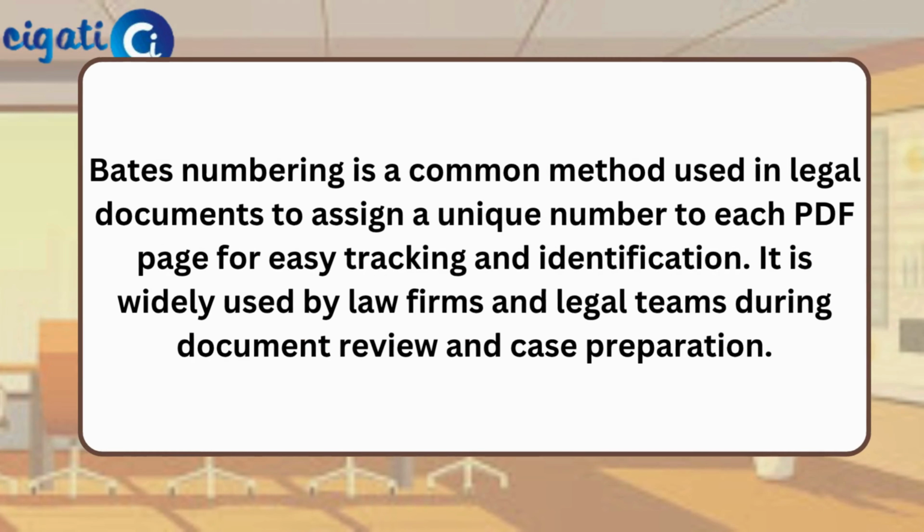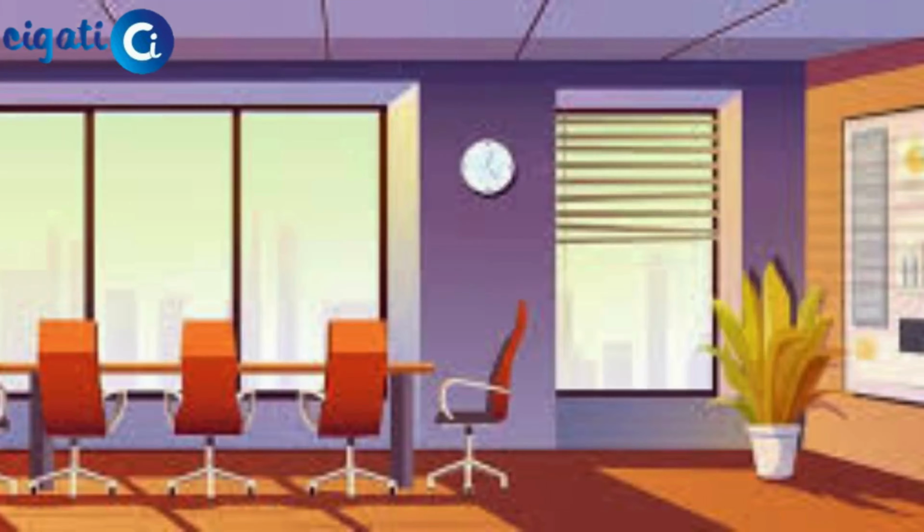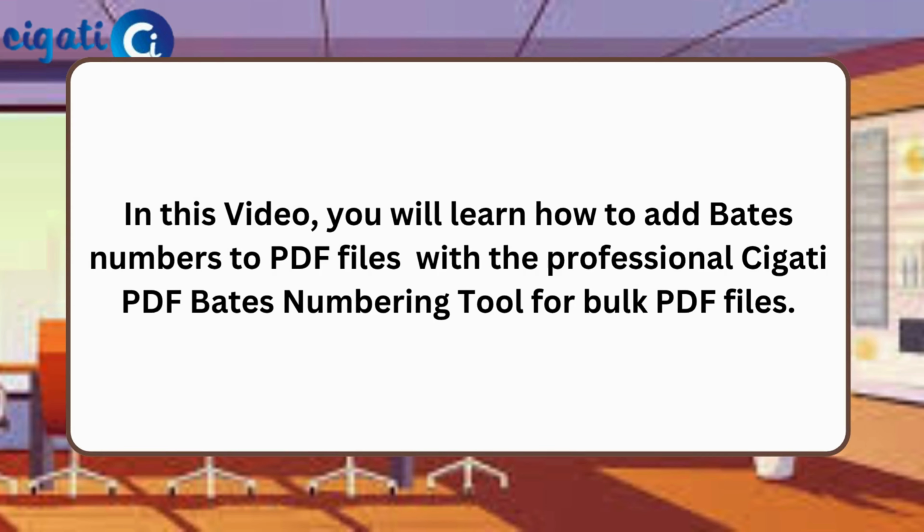In this video, we'll look at how to apply Bates numbering to PDF files for legal use. Bates numbering is a common method used in legal documents to assign a unique number to each PDF page for easy tracking and identification. It is widely used by law firms and legal teams during document review and case preparation. You will learn how to add Bates numbers to PDF files with the professional Cigati PDF Bates numbering tool for bulk PDF files.